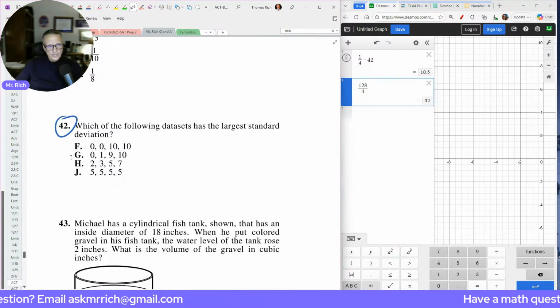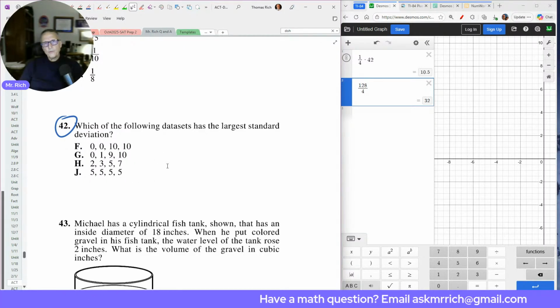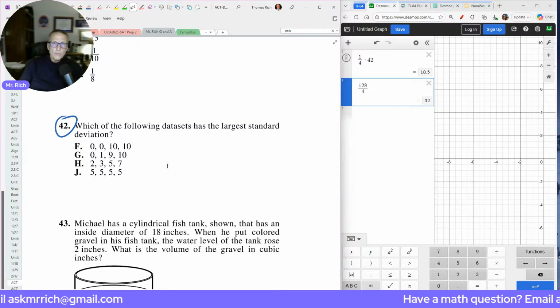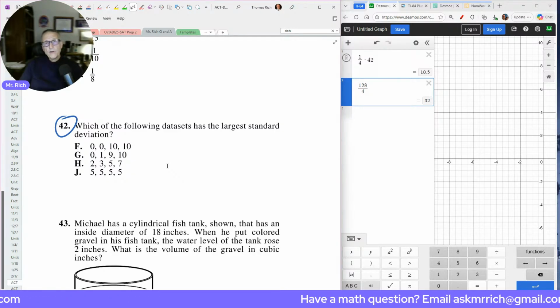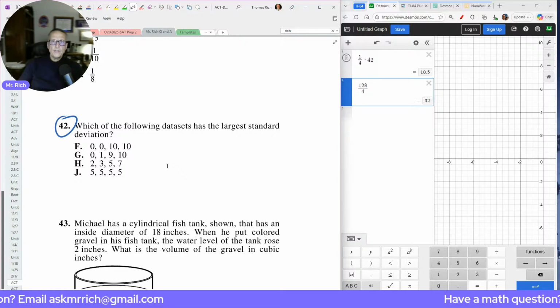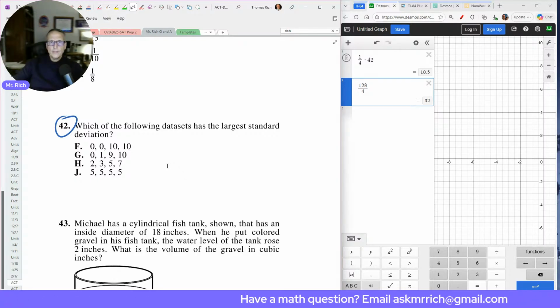Which of the following data sets has the largest standard deviation? Well, they don't really expect you to calculate the standard deviation for these 4 sets of numbers. They want you to know what the definition of standard deviation is, and then look and see which one would have to be the largest. Standard deviation for a set of numbers is telling you the typical distance of the numbers from the average, or from the center. In other words, the data set that is the most spread out, left and right, is the one that is going to have the largest standard deviation.